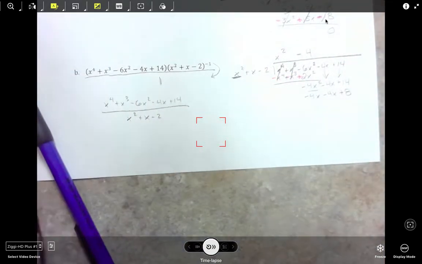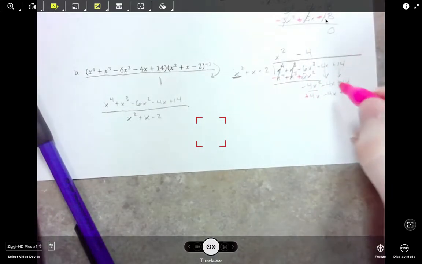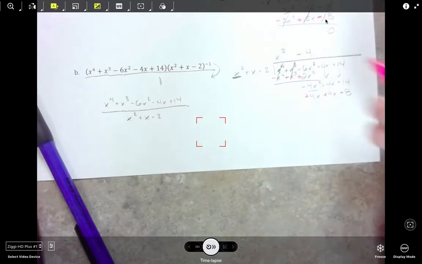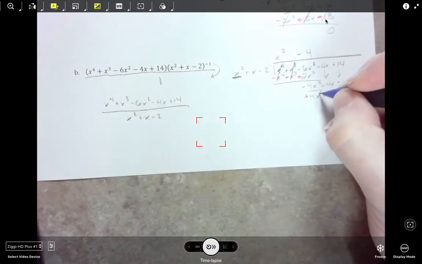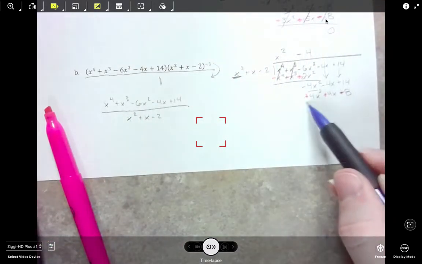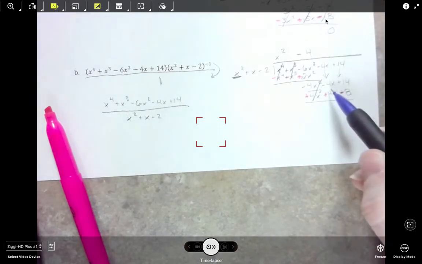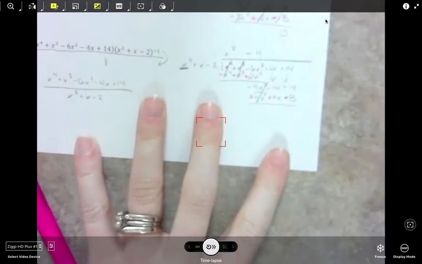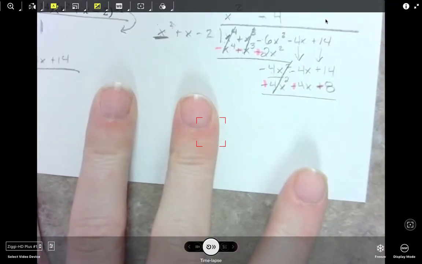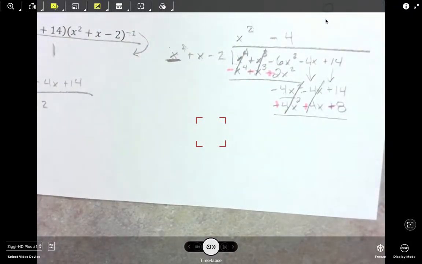Okay? Now I flip the signs. So this -4x squared becomes +4x squared. This -4x becomes +4x. Oh, excuse me, this should have been squared. Okay? And this +8 becomes -8. Okay? And then I add. So -4x squared plus 4x squared cancels out. The -4x, sorry, you can't see this very well. There we go. -4x and +4x, those also cancel out, and +14 and -8 become 6.